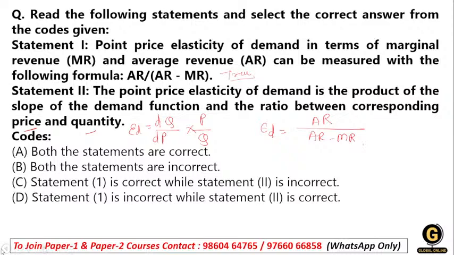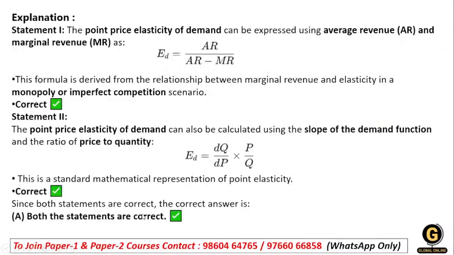In point elasticity of demand, we compare marginal revenue and average revenue, and if you want to calculate the slope of the demand function, the demand function is made with the price and the quantity demanded. So with the help of price and quantity demanded, we calculate our point elasticity of demand. So yes, both statements are true over here. Both statements are correct.